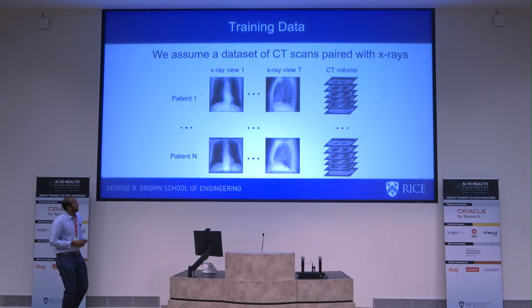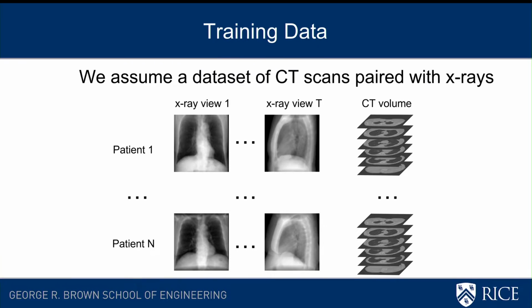So the setup we take is that we assume we have some training data at hand. And this training data is going to consist of what's called paired data, where we have X-rays along with the CT volume that those X-rays correspond to. Now, I know some of you might be thinking this might be a rather difficult assumption to make in practice, and that's true. For now, we're making a simplified assumption that we have CTs and X-rays.